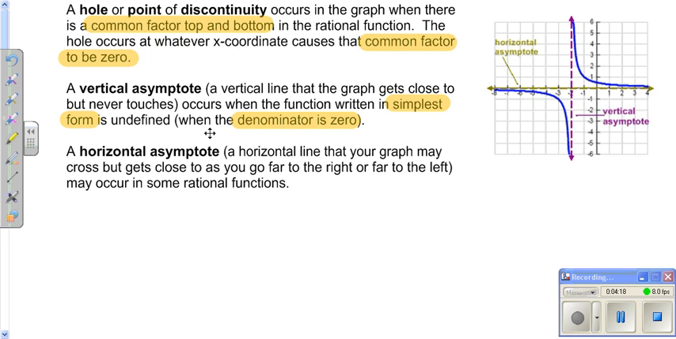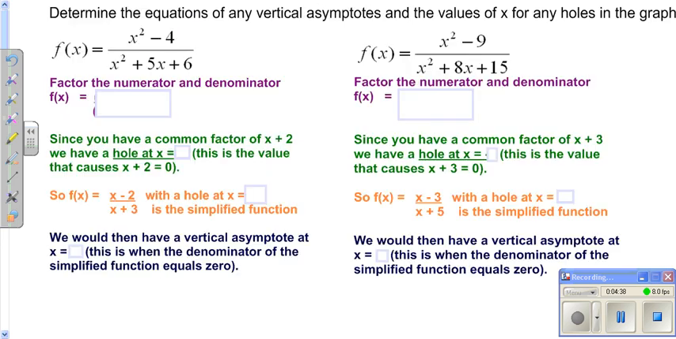Sometimes rational functions also have what's referred to as horizontal asymptotes. A horizontal line that your graph would get close to as you go far to the right and as you go far to the left. Your graph may never cross your vertical asymptote. However, your graph may cross a horizontal one. So let's go ahead and take a look at these.